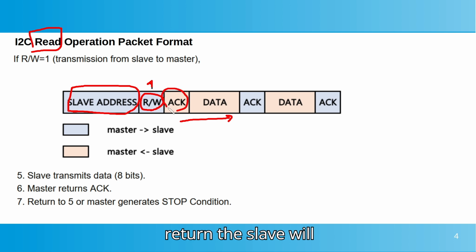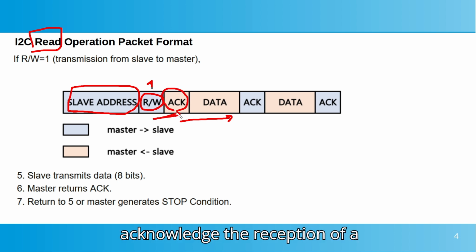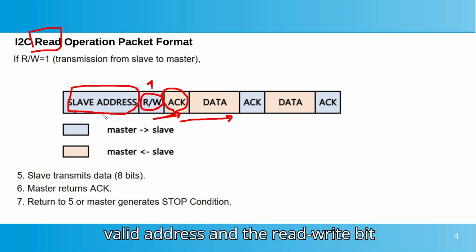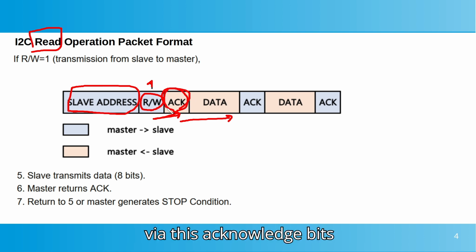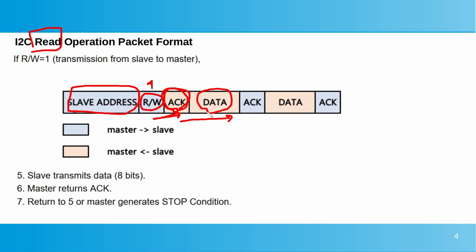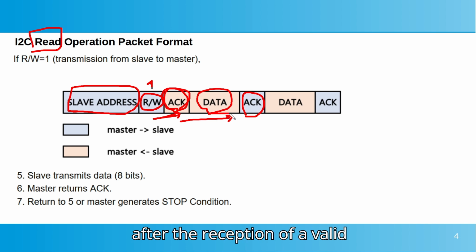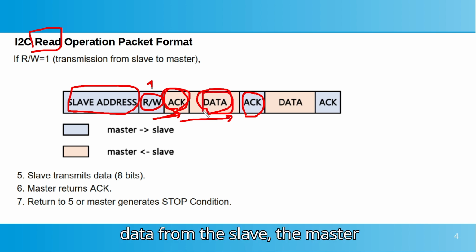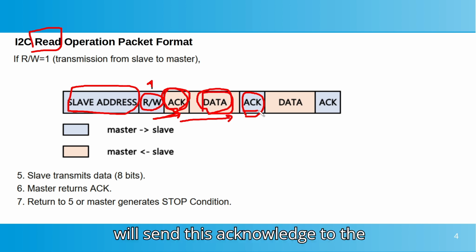In return, the slave will acknowledge the reception of a valid address and the read-write bit via this acknowledge bit, and then it will send the data to be read by the master. Now, in return and after the reception of a valid data from the slave, the master will send this acknowledge to the slave.